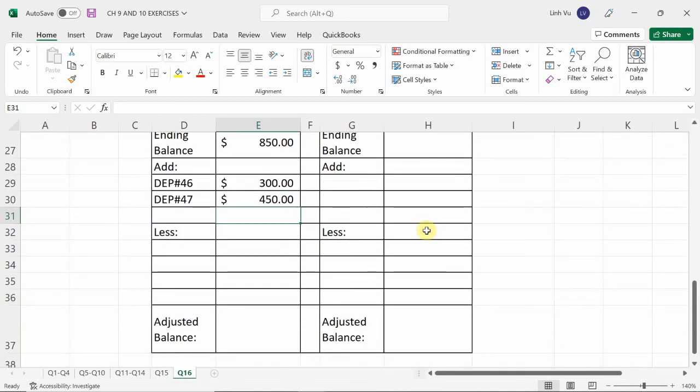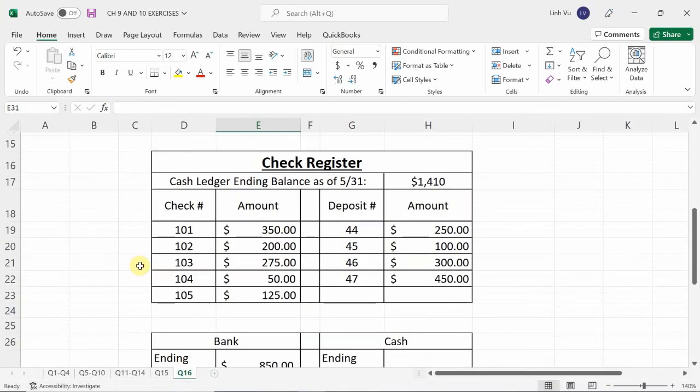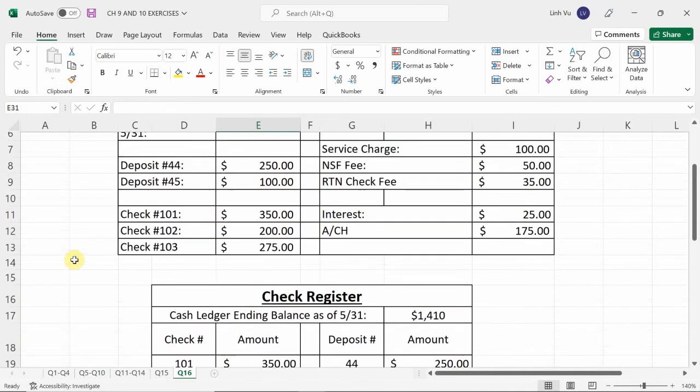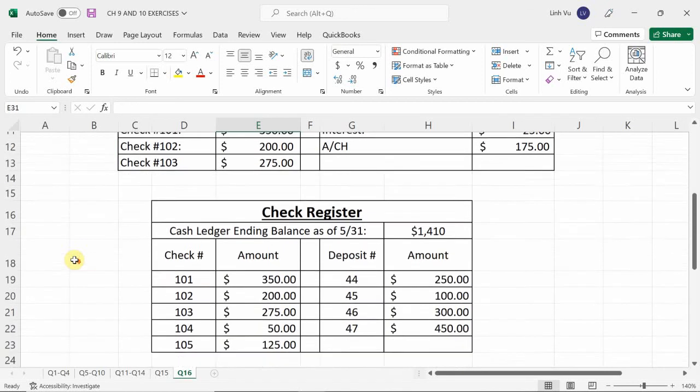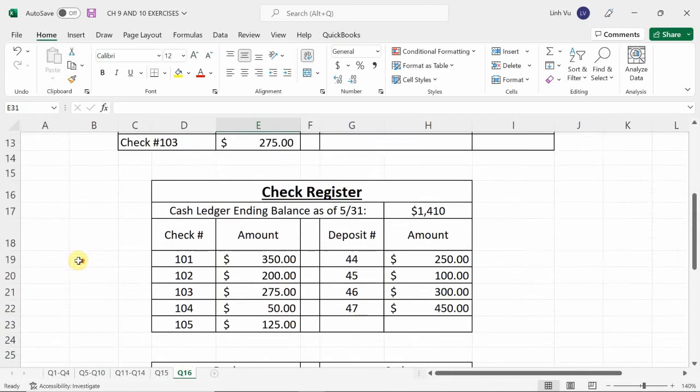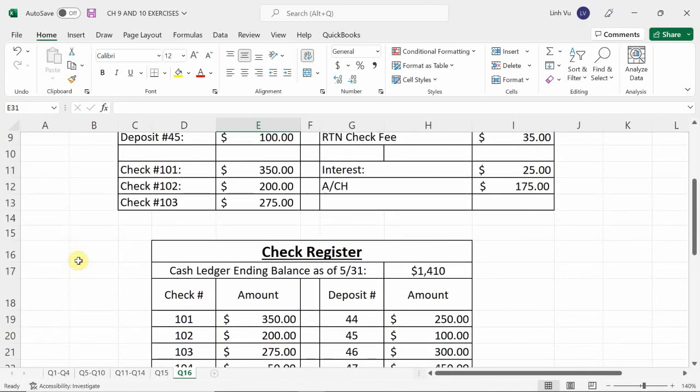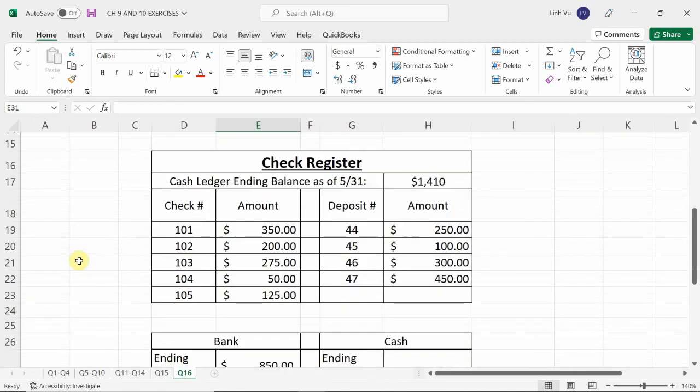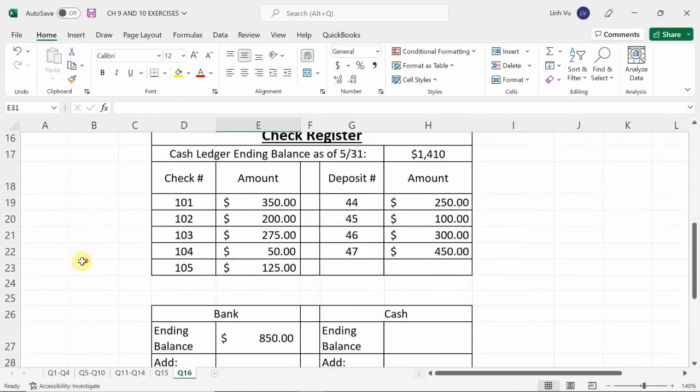Now, what do I need to subtract? Outstanding checks. Outstanding checks means checks that you have written that have not cleared yet. So in this case, how many checks have I written so far on my books? No, hold on. 5 checks. And how many has the bank cleared? 3. So which one is missing? 105. 105 is missing. What else is missing? 104. 104 is missing. Okay.